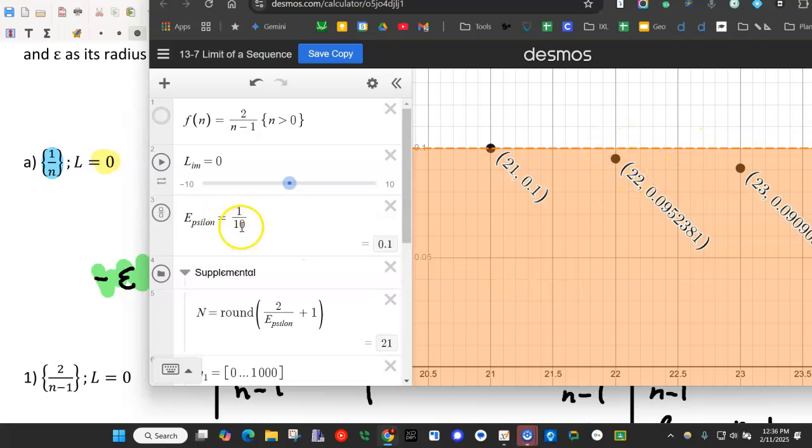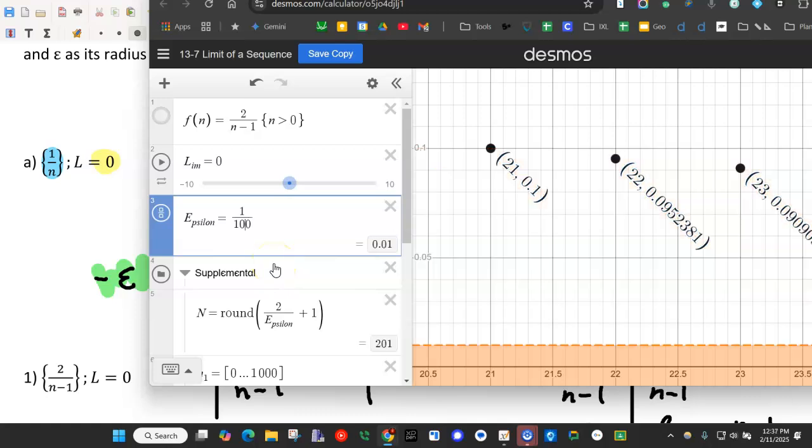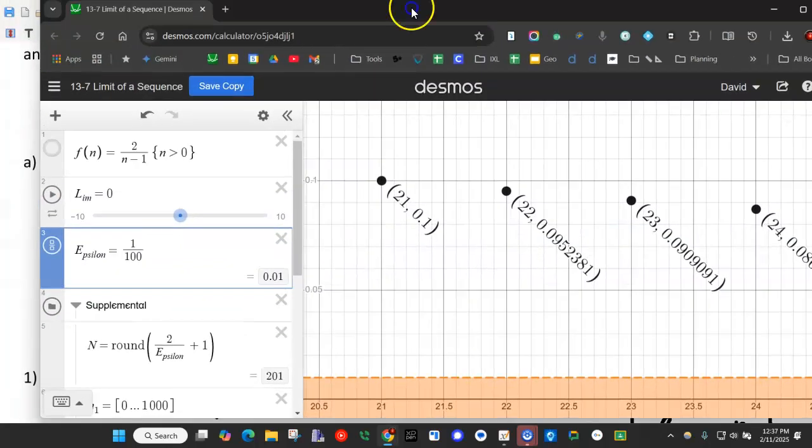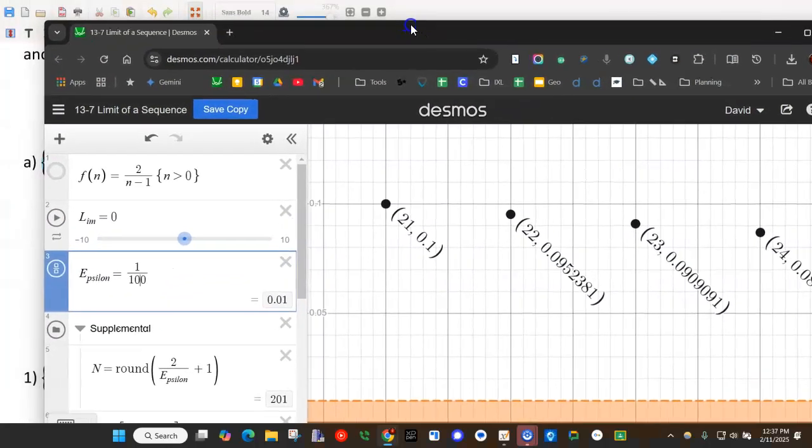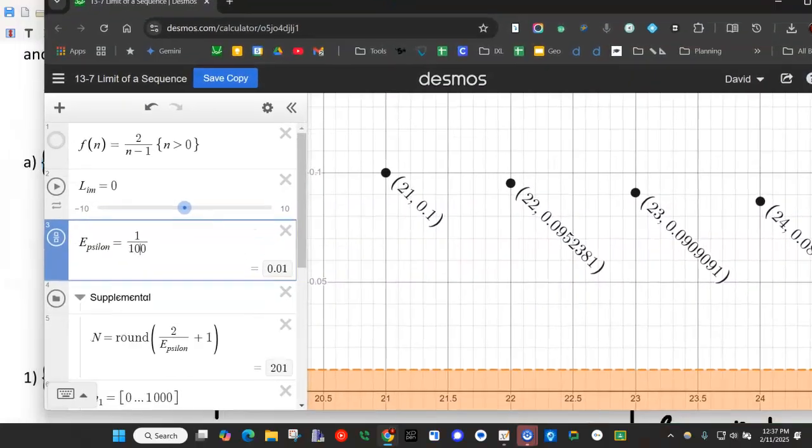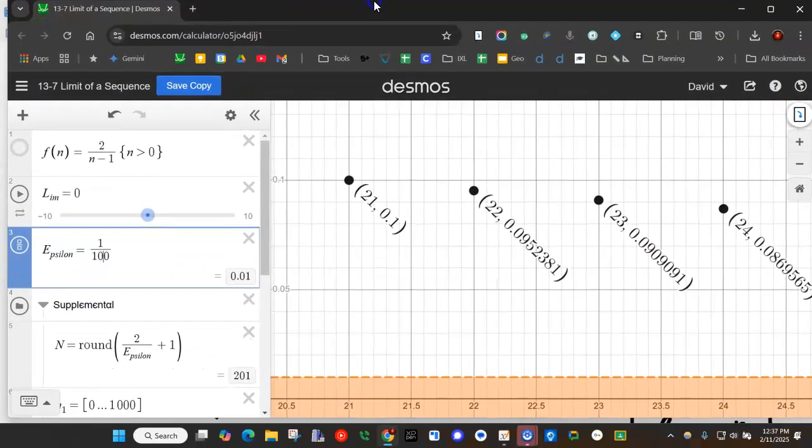But if I want to say, well, instead of 1/10, I want to be 1/100th. I want to be even closer, 0.01. All I have to do is do that, and it gives me the 201. So it easily calculates everything I need it to do without having to do a whole lot of work. So that's the power of having this particular formula and knowing how to find it. And I'll post this link so you can plug things in and actually see it working.